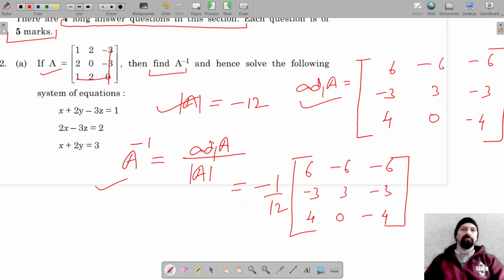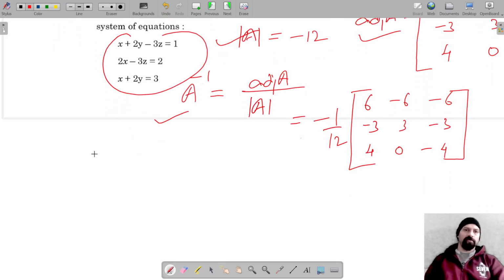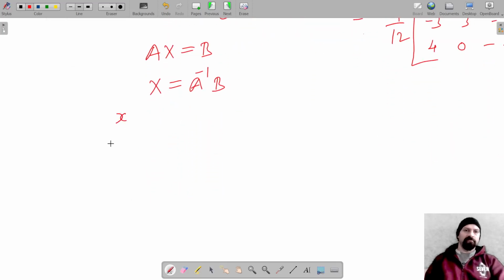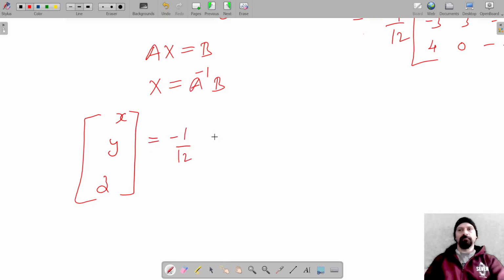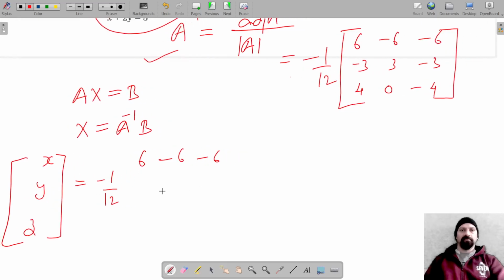This is A inverse. Now using this, we have to solve this system of equations, and we know that this system of equations we can write in the matrix form as Ax is equal to B, which gives me x is equal to A inverse B. The X matrix has the variables X, Y, and Z, and we have the A inverse, which is -1 by 12 times 6, -6, -6, -3, 3, -3, 4, 0, and -4.